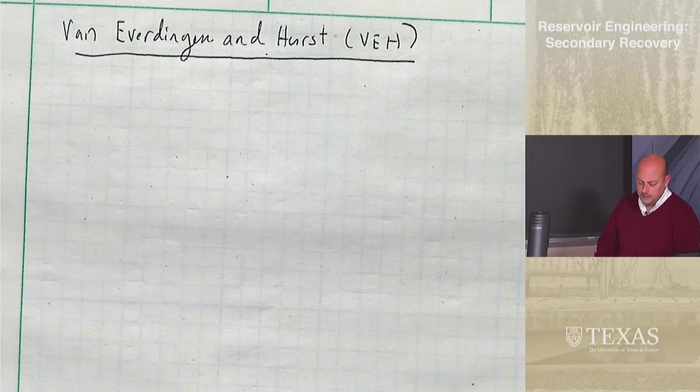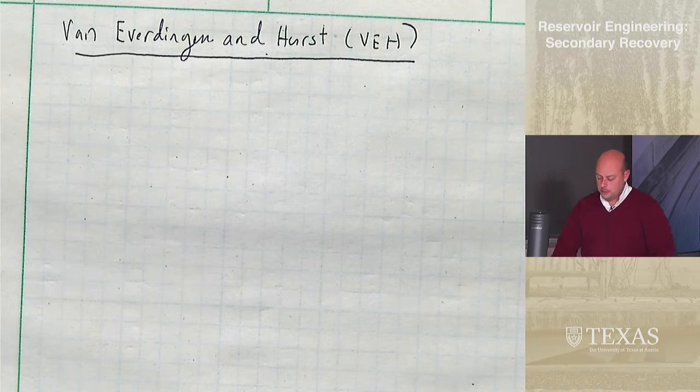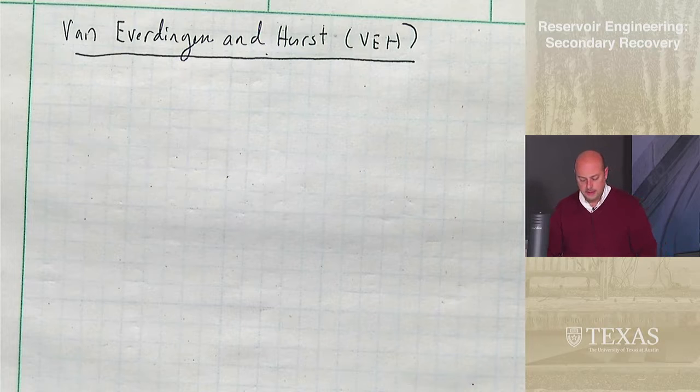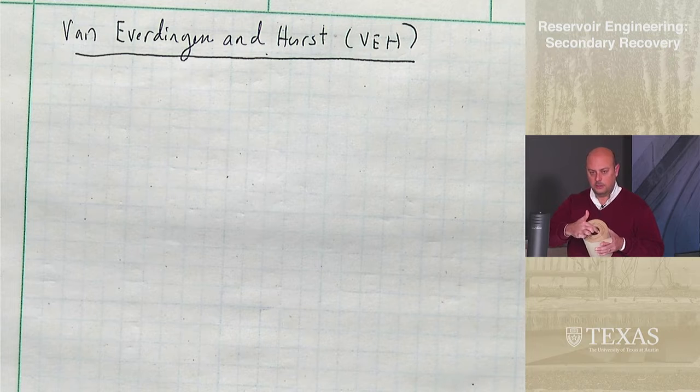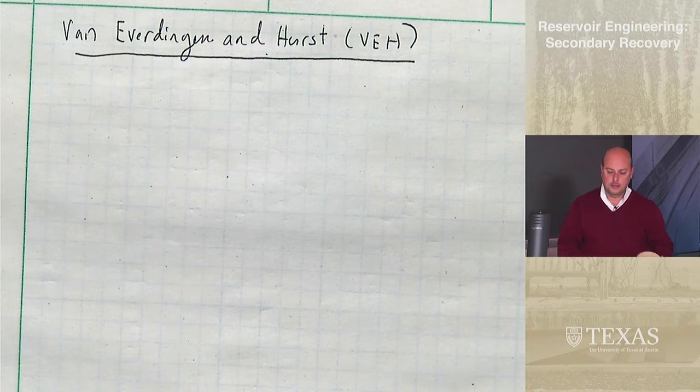So one of the things that the Van Everdingen and Hurst method uses is the solution of the radial diffusivity equation, which again, I like to use my roll of paper towels as a nice analogy. That inner cylinder could be the wellbore, the outer cylinder could be the reservoir, or in our case, the inner cylinder is the reservoir and the outer cylinder is the aquifer. Either way, this is a radial flow, going from the outlet into the inlet.